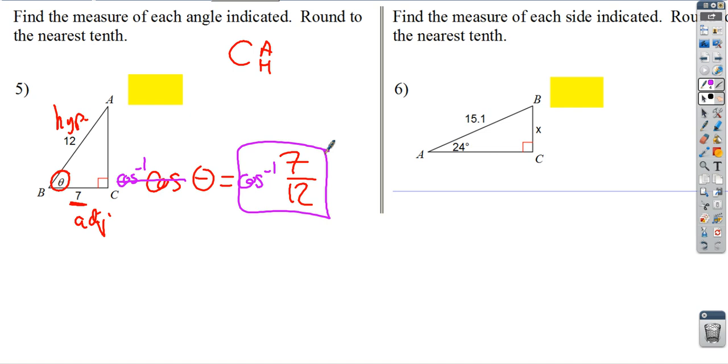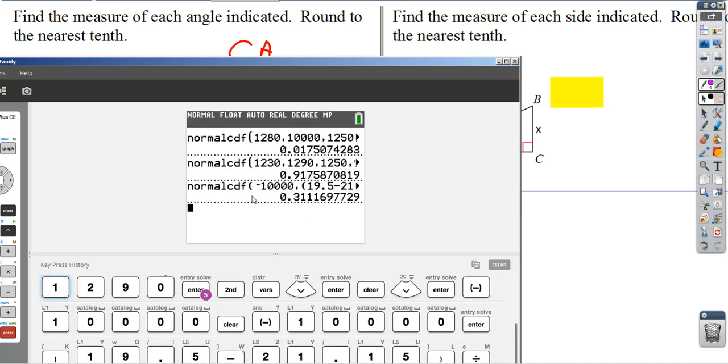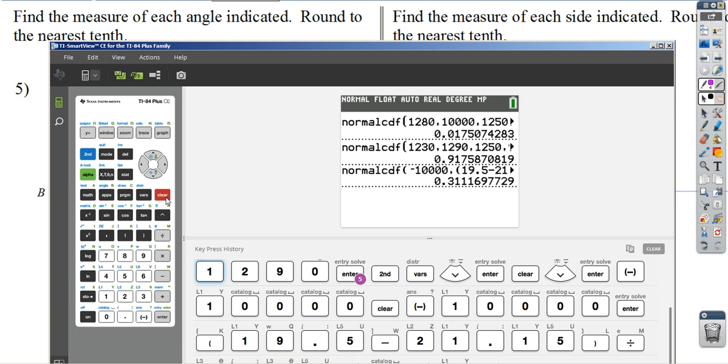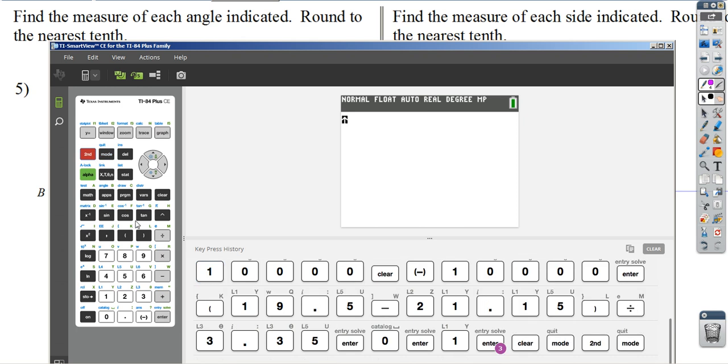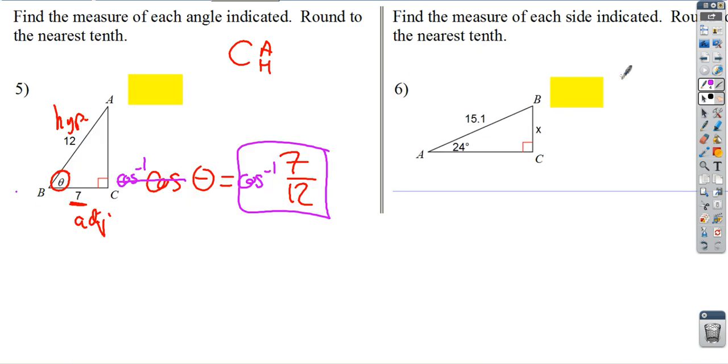You need to make sure that you are in radian mode. So let's just double check. Sorry, degree mode. I meant to say we're in degree mode. So we're good to go. We do second inverse cosine of 7 over 12. And let's see what we end up with. We end up with 54.3 degrees. And that looks right. They said round to the nearest tenth.